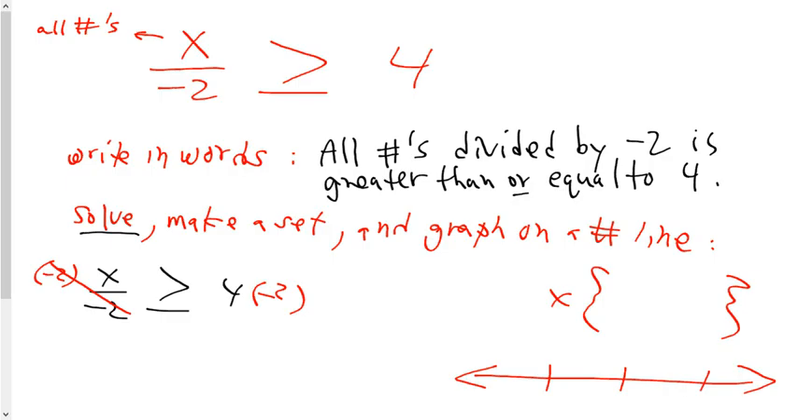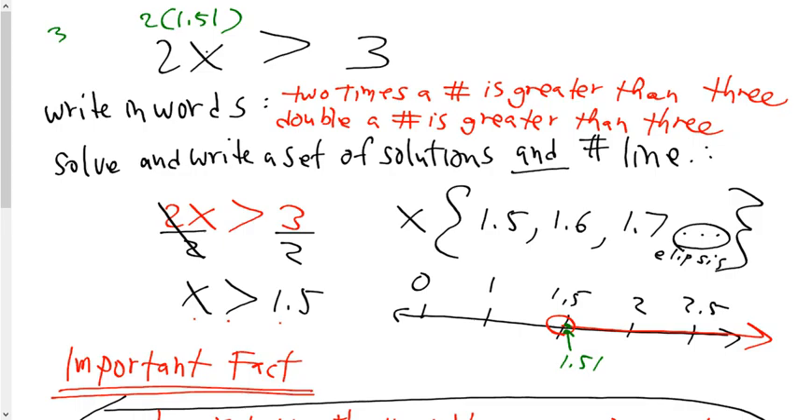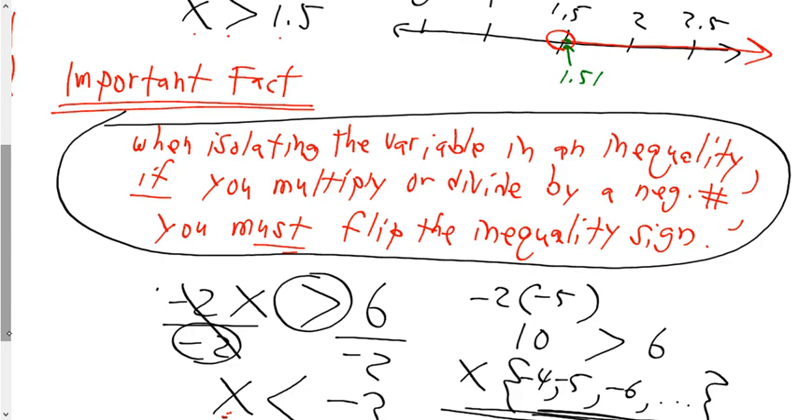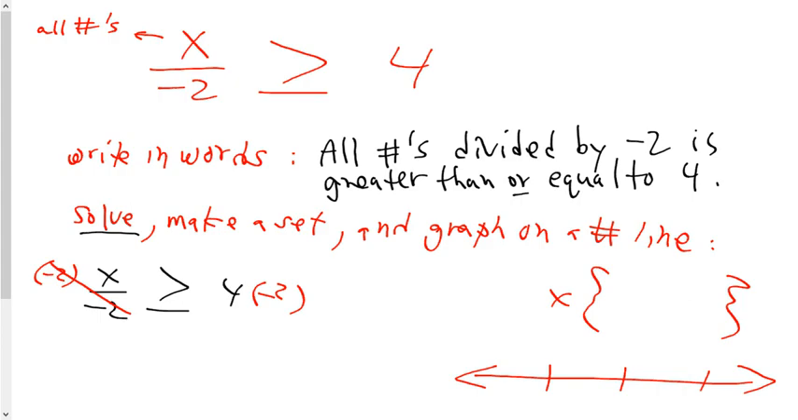Now, if I follow that rule that you wrote in red right here, that important fact: when isolating the variable in an inequality, if you multiply or divide by a negative number, you must flip the inequality sign. In isolating, I am multiplying both sides by a negative value. So I've isolated x, but I have to flip this sign. My solution for this inequality would be any number that is less than or equal to negative 8. All numbers less than or equal to negative 8.